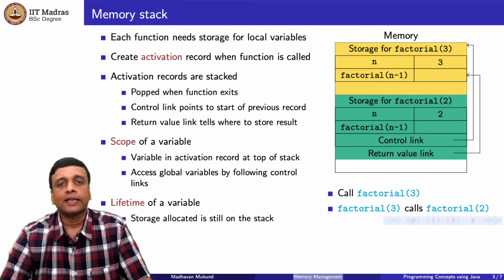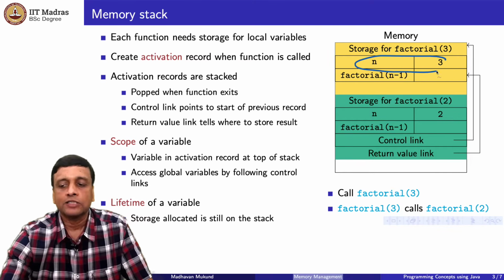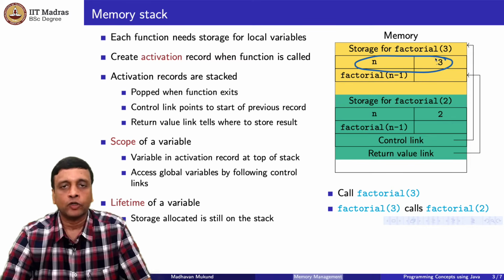And in this case, the lifetime of a variable is determined by whether or not it remains on the stack. So the lifetime of this n equal to 3 is as long as this activation record for factorial 3 remains on the stack. Now, if at a later point factorial of 3 exits and it's called again, that will be a fresh factorial 3 activation record and a fresh n. So that will not be in the same lifetime as this n.